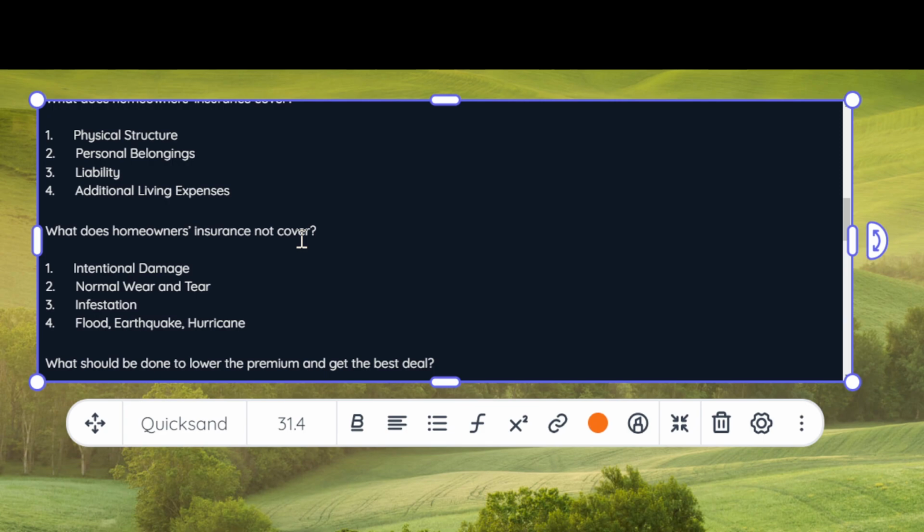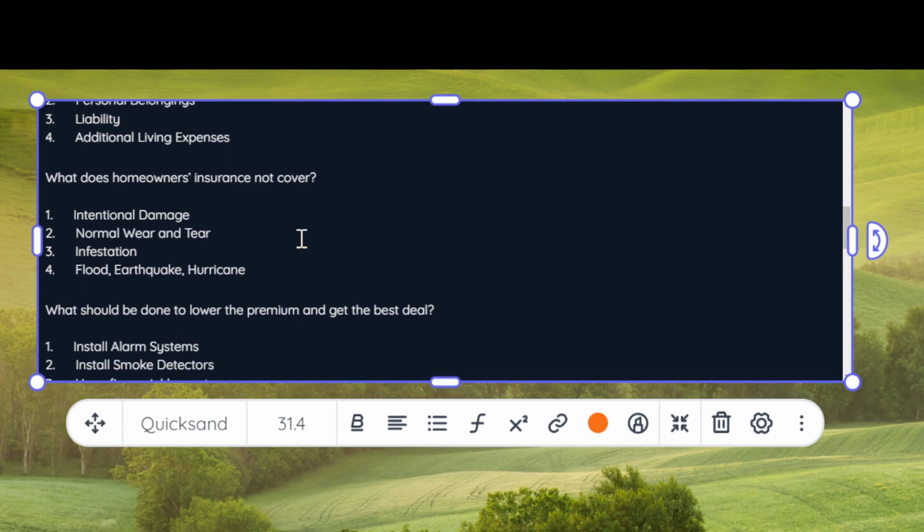Then normal wear and tear, right? Over a period of time, say the paint on your walls or other fittings and things like that have normal wear and tear. You can't claim for that under your homeowner's insurance. Any infestation because of worms and insects, you can't claim for it. And any natural calamities like flood, earthquake, hurricane, etc. are not covered within your standard homeowners insurance.